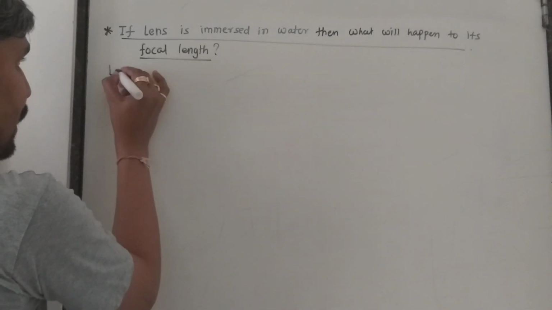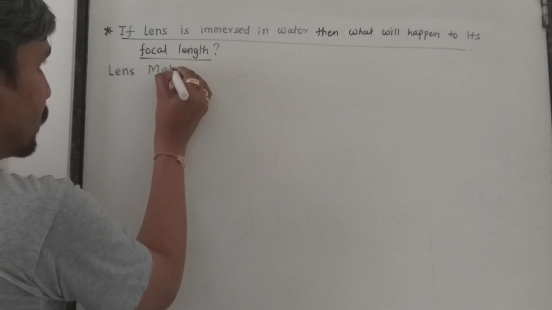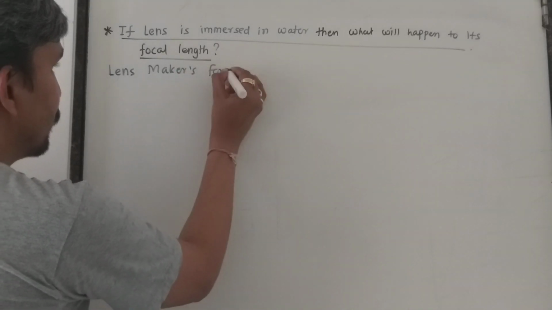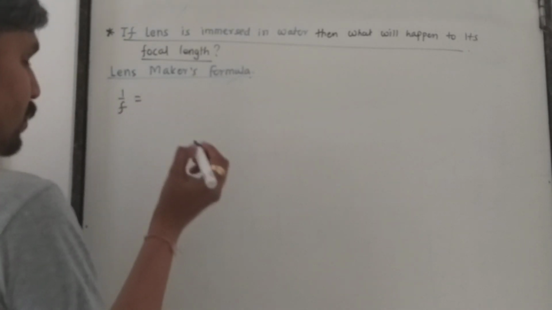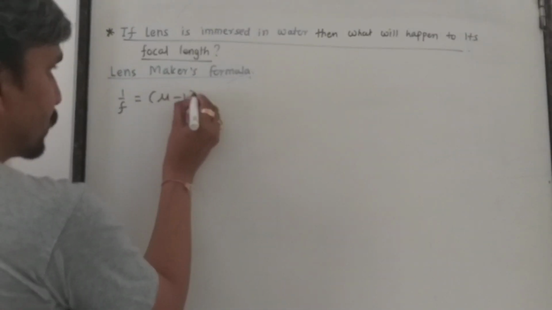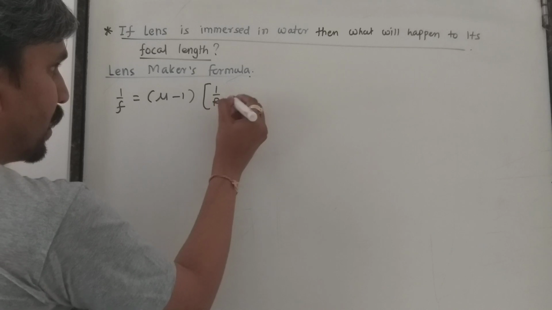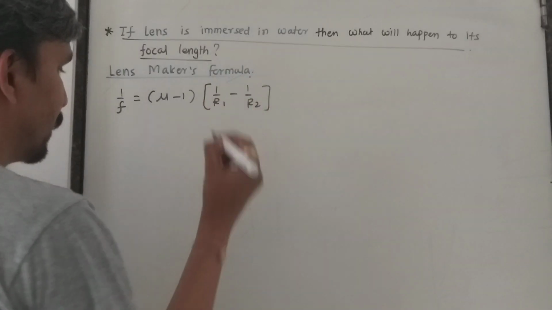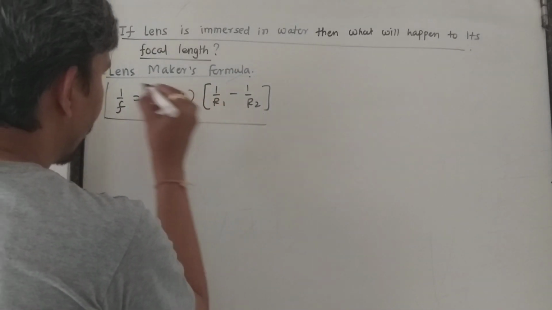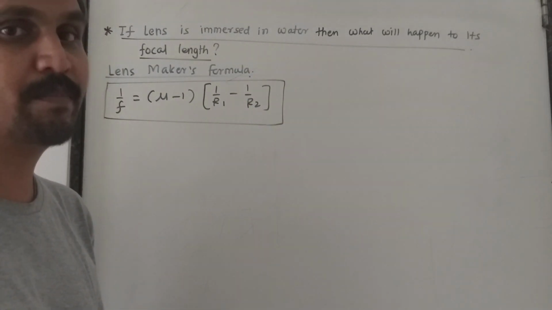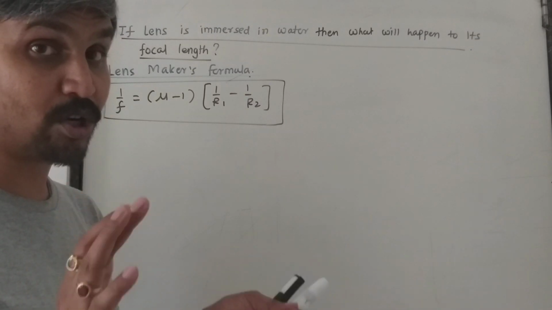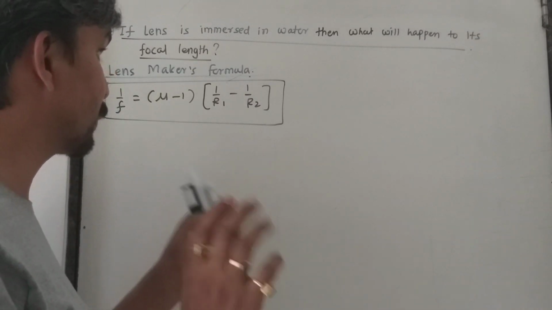I will write what the lens maker's formula is. The lens maker's formula says 1 by f is equal to (mu minus 1) times (1 upon r1 minus 1 upon r2). This is your lens maker's formula. And what is the lens formula? It is 1 by v minus 1 by u is 1 by f. I am not talking about the lens formula, I am talking about the lens maker's formula.